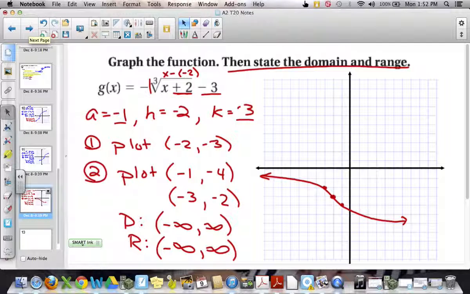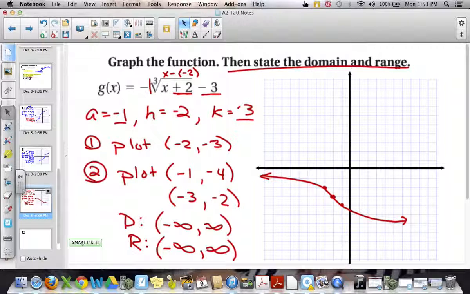All right, so cube root functions. You have a center point, that's going to be the center of the rotational symmetry. You've got two other points, one on each side of that center, one to the right, one to the left. You're going to add a to get the point on the right. You're going to subtract a from k to get the point on the left. Domain and range, always all real numbers.